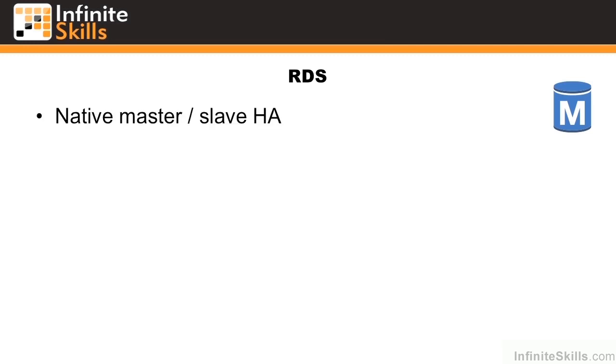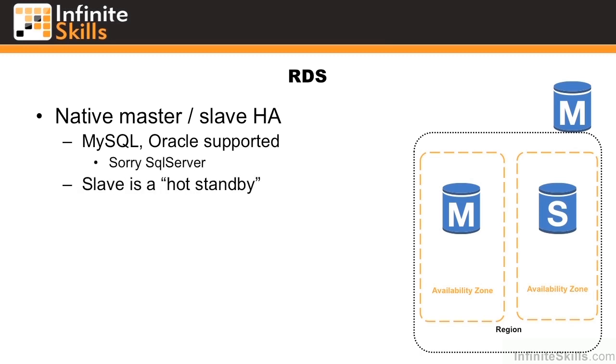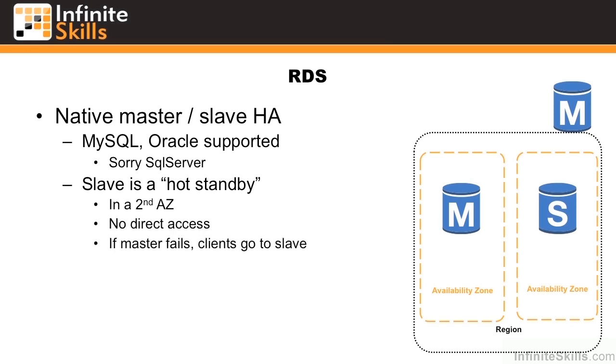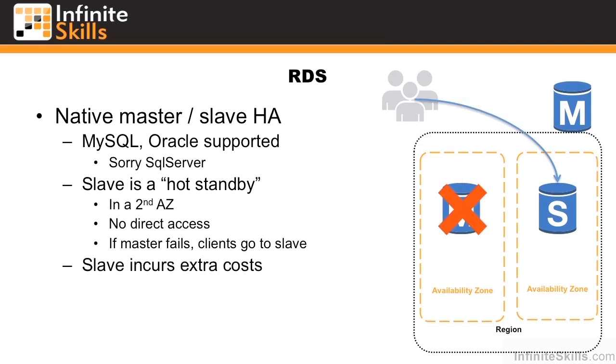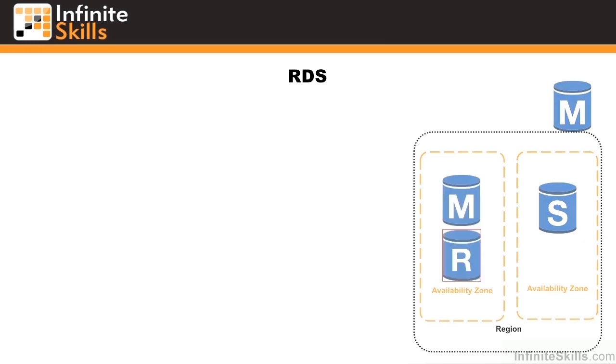RDS also comes with the native ability to master and slave for high availability. Inside of a region, you provision a master in one availability zone and a slave in a second. This is only supported for MySQL and Oracle, not SQL Server. The slave is essentially a hot standby in a second AZ with no direct access to it. If the master fails, the clients go to the slave. The slave comes with additional costs, and one important thing to note is that the slave writes are synchronous. The master doesn't record a write locally until the slave updates. This is very different than standard MySQL master-slave replication.